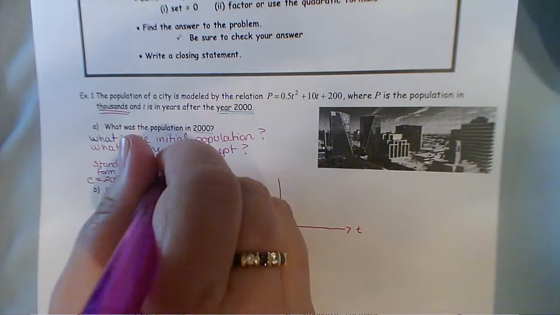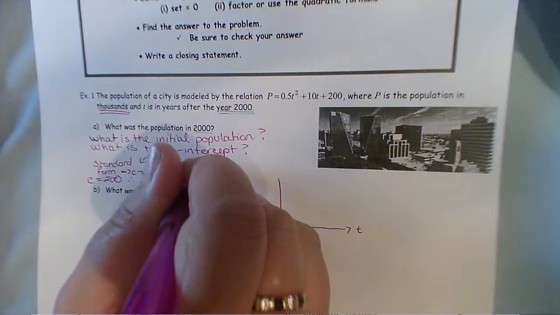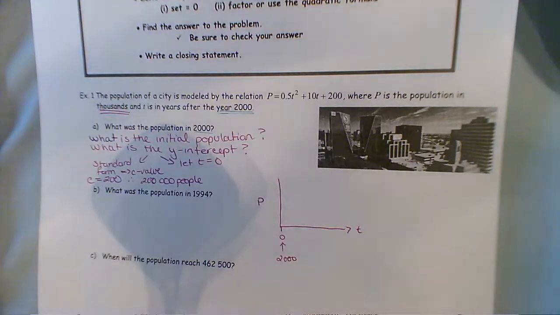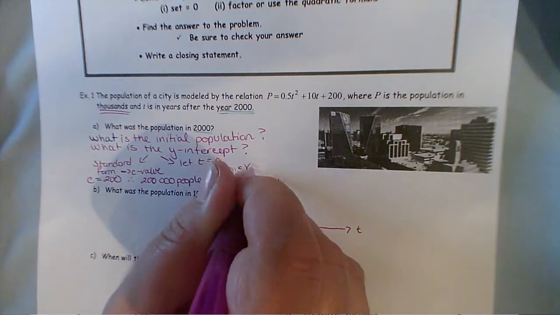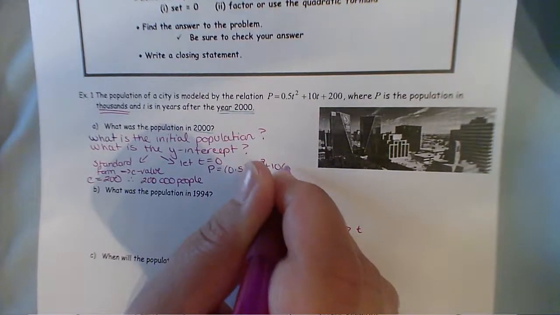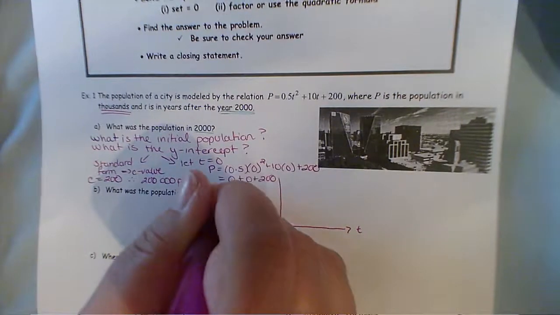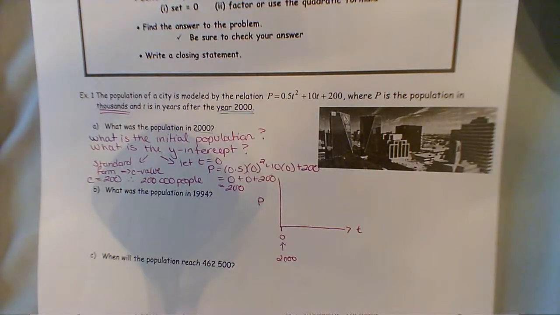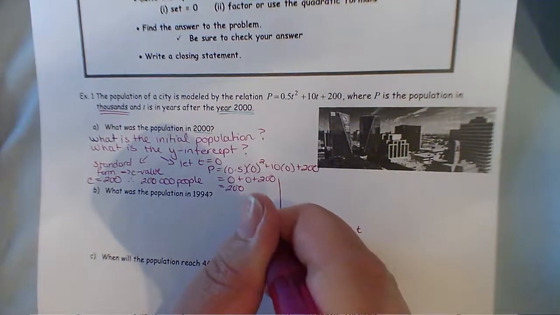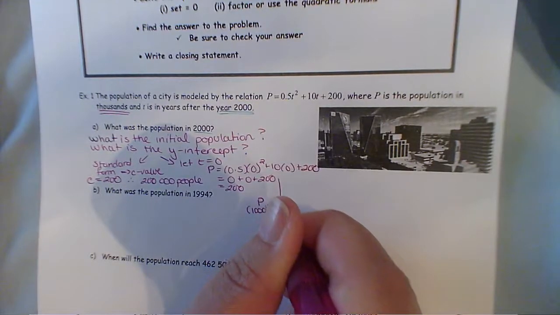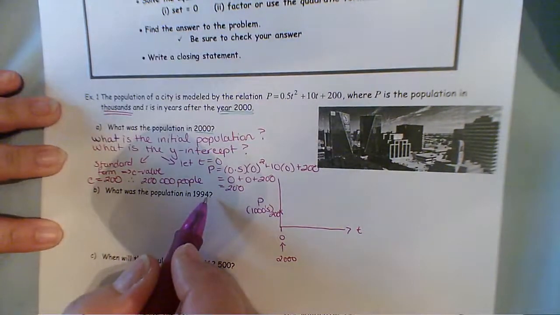The other option was this always works, it doesn't matter what form you are in, let t equal 0, just like let x equal 0 when you go for the y-intercept. So p equals 0.5 times 0 squared plus 10 times 0 plus 200, you're going to get 0 plus 0 plus 200, which is 200 again, so 200,000. So we're going to end up with 200 as our starting. And remember, this is in thousands, so here's 200.